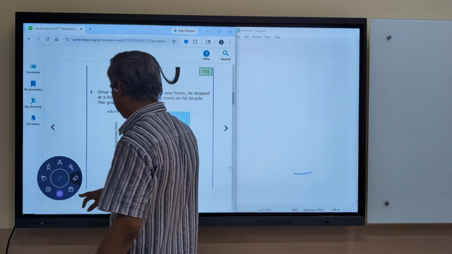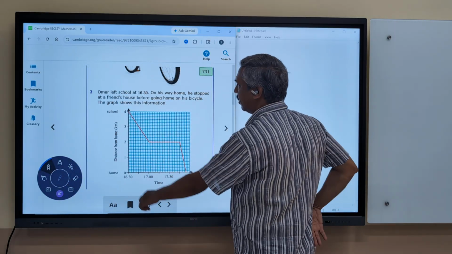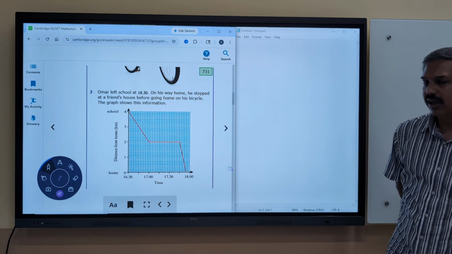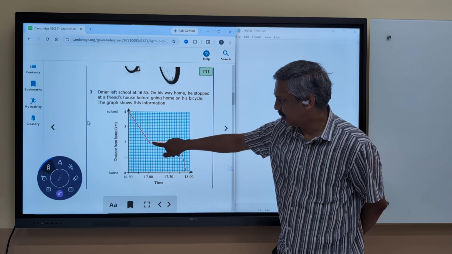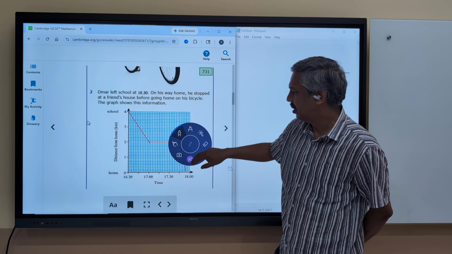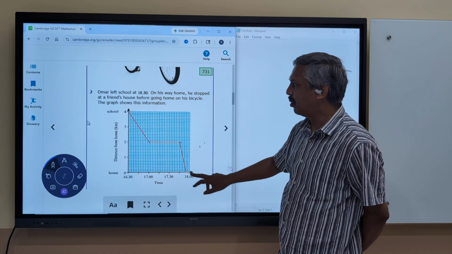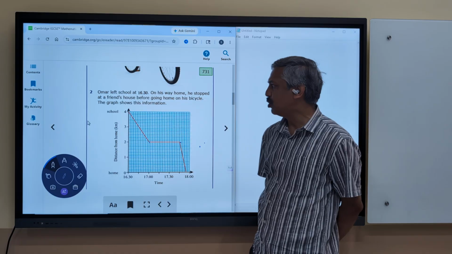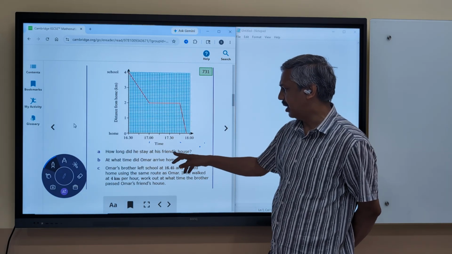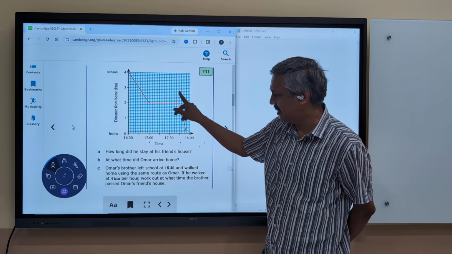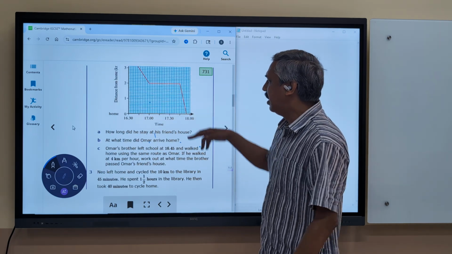Omar left school at 16:30. That's here. On his way home, he stopped at a friend's house. So he's reached the friend's house here, stopped for a length of time, before going home on his bicycle, and then he went back home on his bicycle. The graph is showing this information. Now let's see the questions on this. How long did he stay at his friend's house? From here to here. Check the time. We're not going to answer this now, it's very simple. At what time did he arrive home?